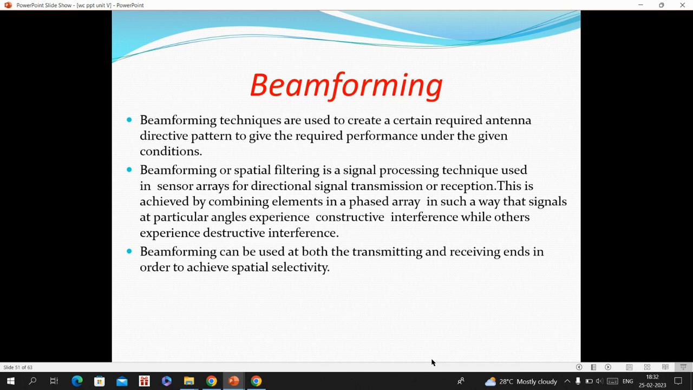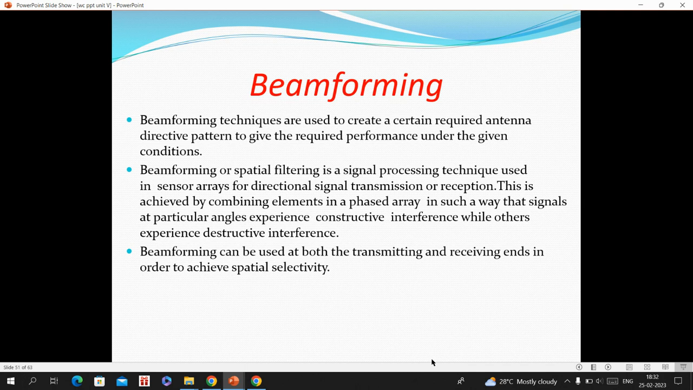Normally at the transmitting end, we have a transmitting antenna, and the antenna has a certain radiation pattern. The radiation pattern is nothing but the direction of the electromagnetic wave, simply the direction in which the power is radiated. By adjusting the phase shifter and attenuator, we can adjust the major lobe of the radiation pattern. That concept is called beamforming.